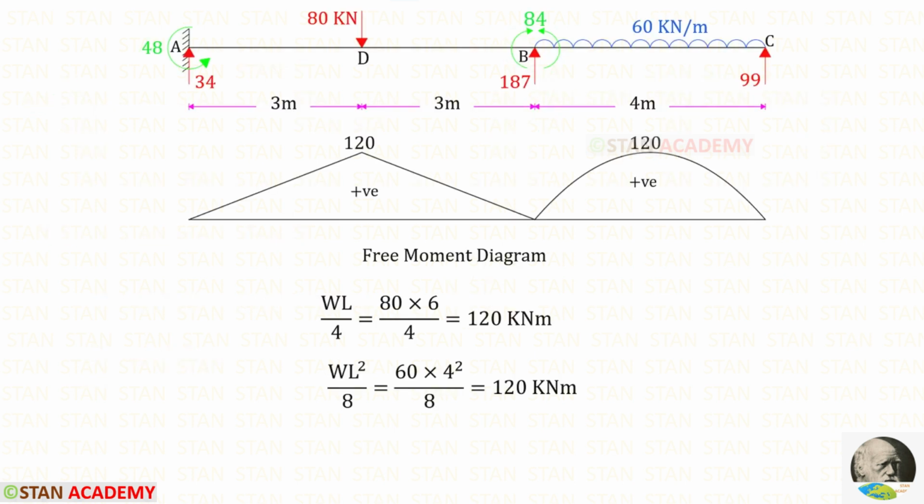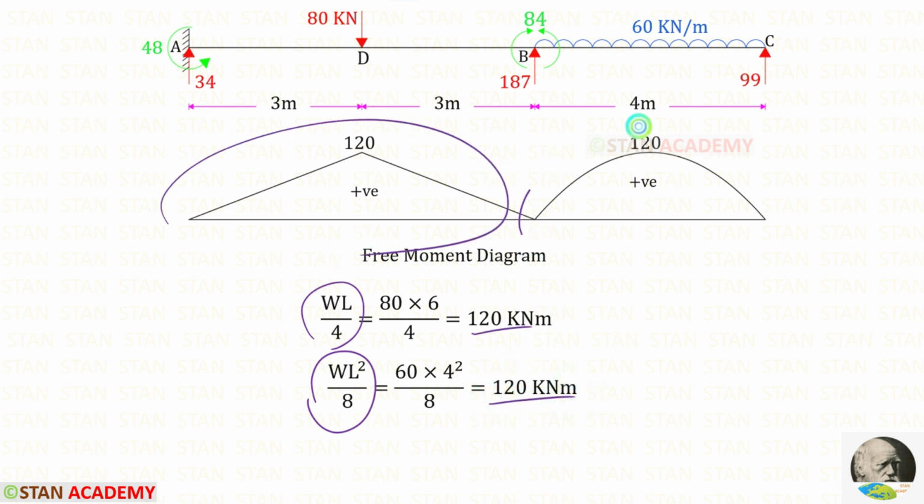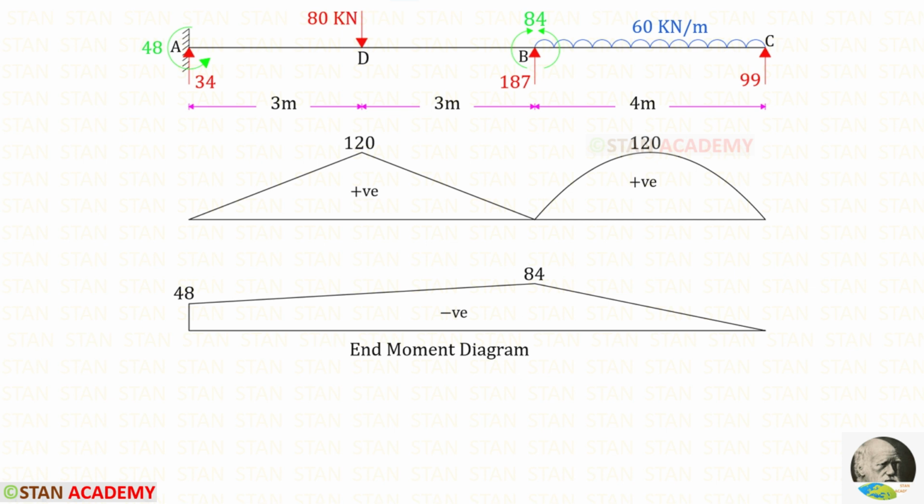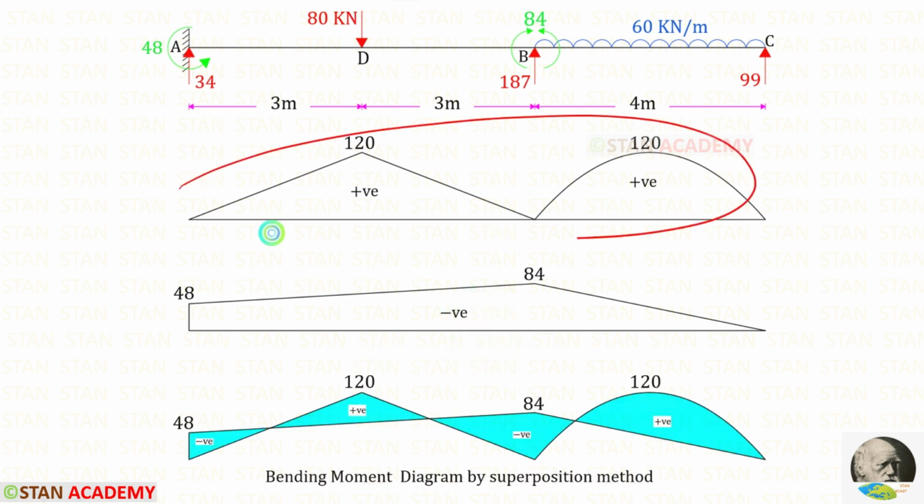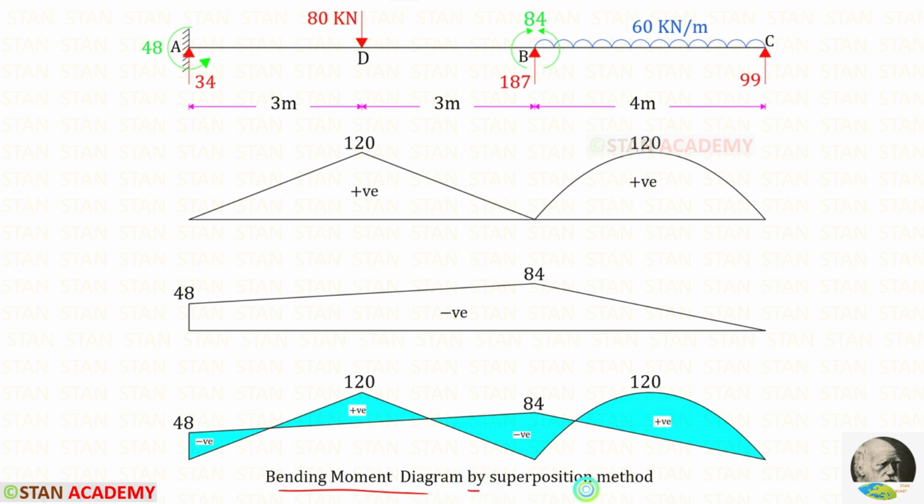Now we are going to draw the bending moment diagram by superposition method. First, we have to assume every span as a separate simply supported beam. Then using these formulas, we can find the maximum bending moments and we can draw these two diagrams. Using the moments at A and at B, we can draw the end moment diagram. Since these two moments are hogging, the end moment diagram will be negative. Then by combining these two diagrams, we can draw the bending moment diagram by superposition method.